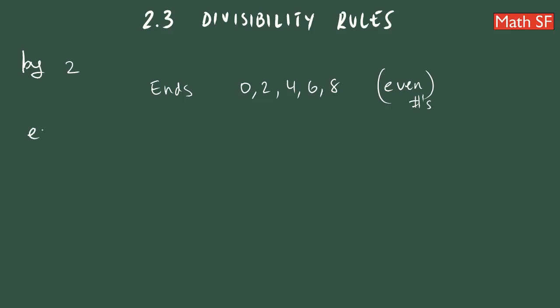For example, the number 108, is this divisible by 2? Yes, because the last digit is 8. Therefore, you can break this down as 2 times something, which is 54. See, it's divisible by 2. Now, another example.